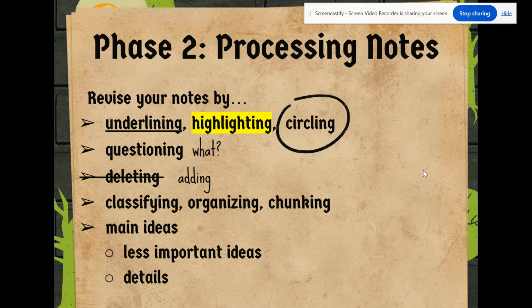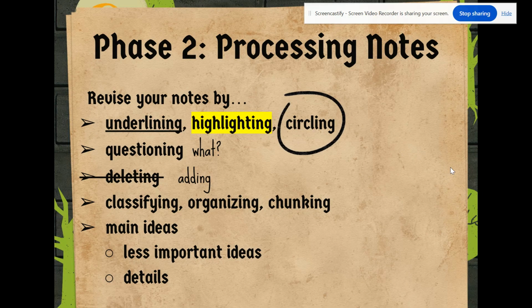Phase 2 of taking notes is processing notes. As I'm talking about this stuff, I want you guys to be writing down stuff on that back side, so that you are taking notes on taking notes, okay? You should have written down phase 1 and what phase 1 was and some information about that. Now we're on to phase 2, which is processing the notes. So go ahead and write phase 2 on your notes, processing notes, and write down some of the stuff.